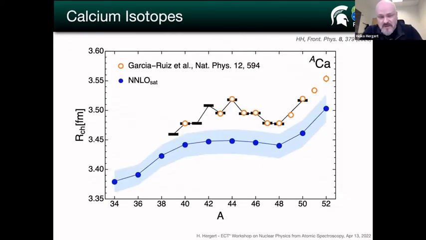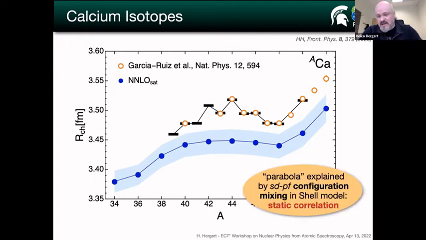Another example of that: this version of this figure was shown in Tieren's talk in the morning. This is just a ground state calculation without a core of the charge radii of the calcium isotopic chain. And you notice that this inverted parabola shape between calcium 40 and 48 is missing, which in the shell model is explained by configuration mixing between 4-particle 4-hole excitations into the PF shell. So that would also be a static correlation effect.